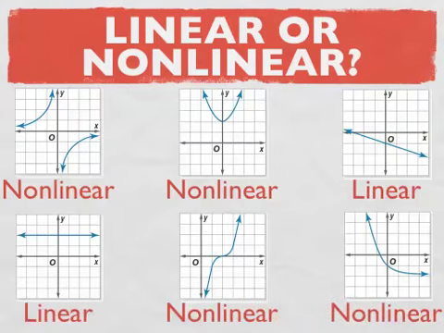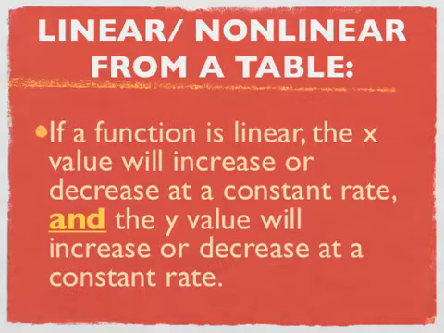So linear versus nonlinear lines. Linear are going to be straight lines. A nonlinear is going to be a graph that has some sort of curve to it. A linear or nonlinear function from a table. It says if a function is linear, the x value will increase or decrease at a constant rate, and the y value will increase or decrease at a constant rate.